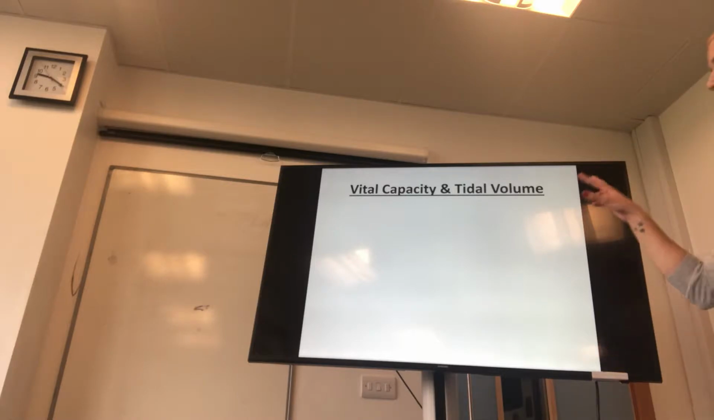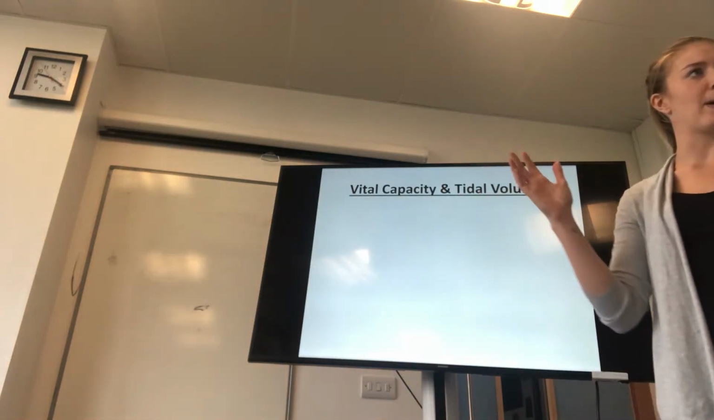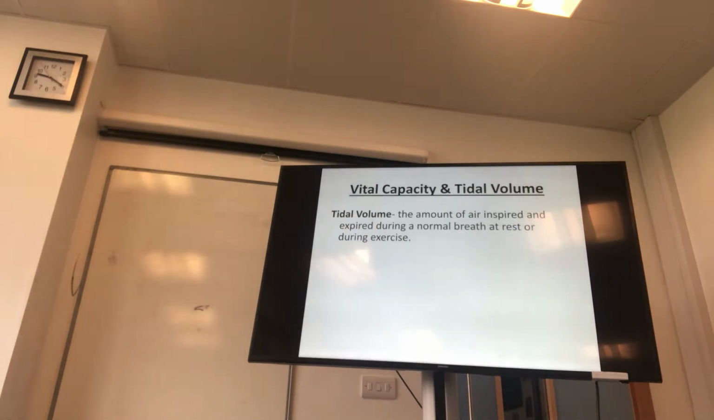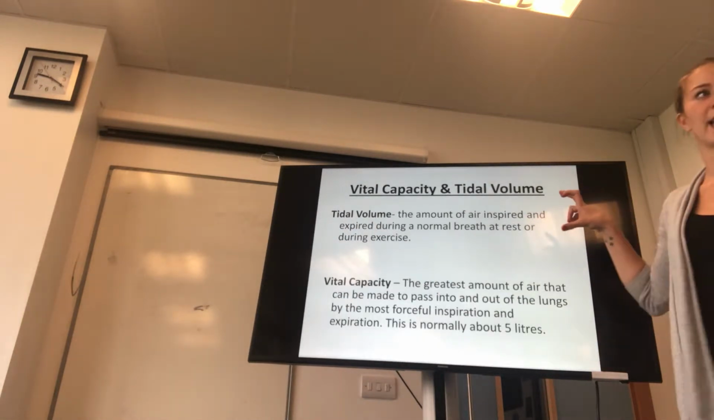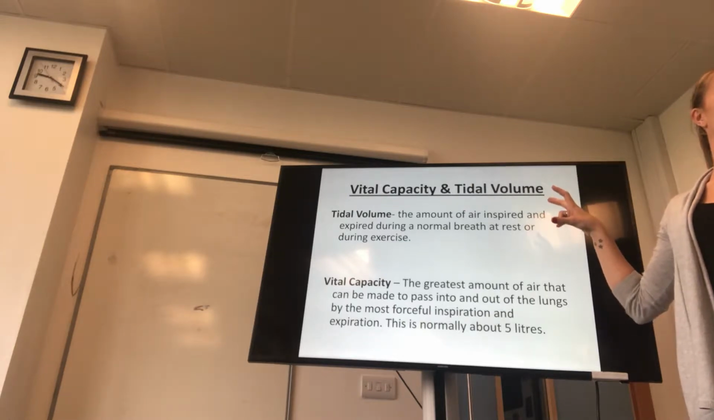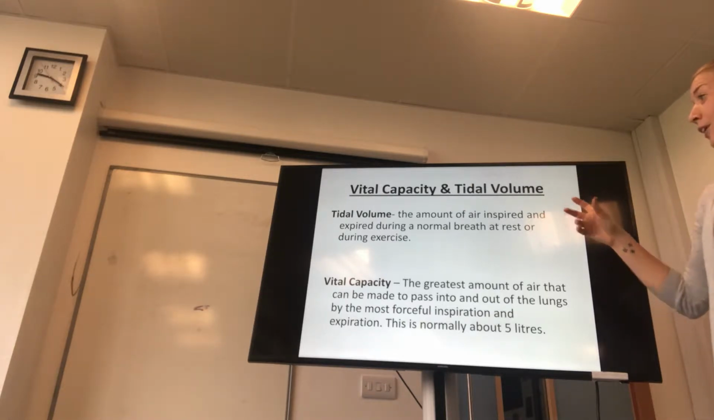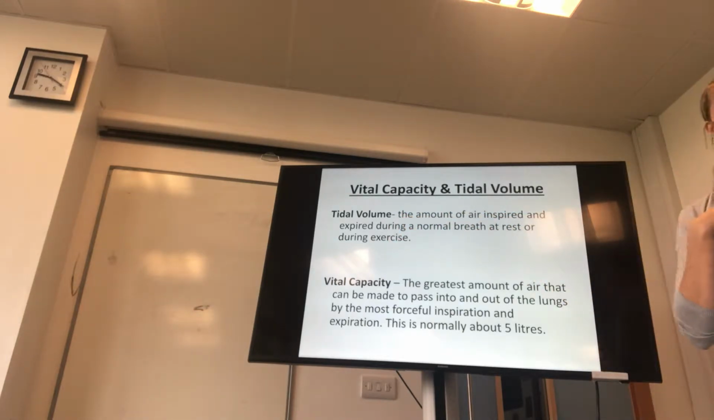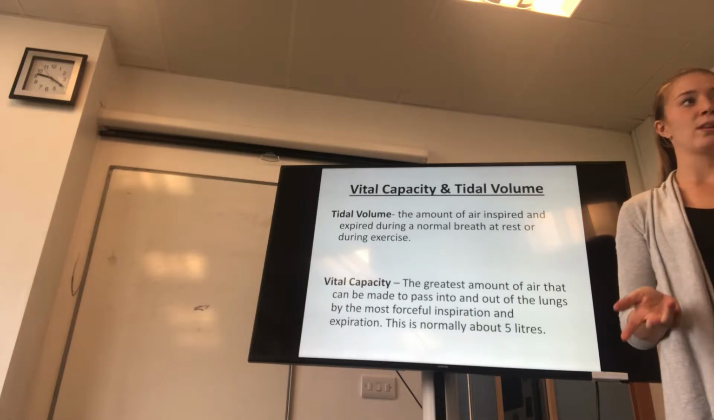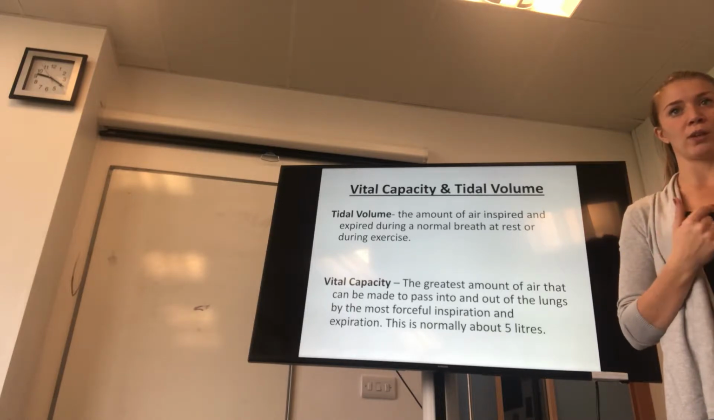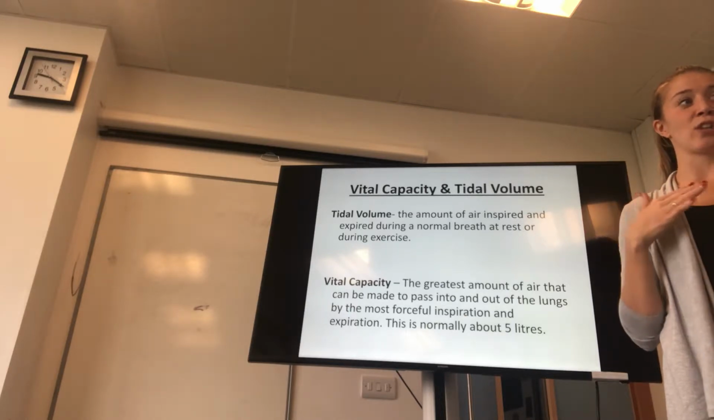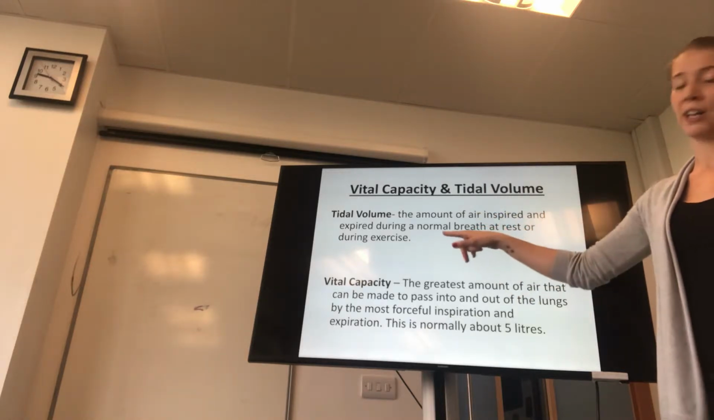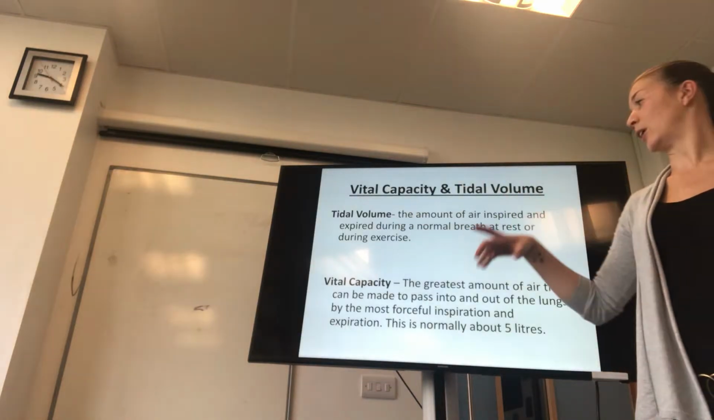So these are two key terms that they'll talk about when we're learning about oxygen and our breathing rates: vital capacity and tidal volume. With these two, you're actually quite lucky. In AQA, there's about 6 that you need to learn, and in Edexcel they only want you to learn 2 of them. Tidal volume is the amount of air inspired and expired during a normal breath. When you're sitting here, the amount you breathe in and out in every breath is your tidal volume. Nothing changes, it's just normal. It is during exercise as well, but at the moment we're looking at a normal breath.